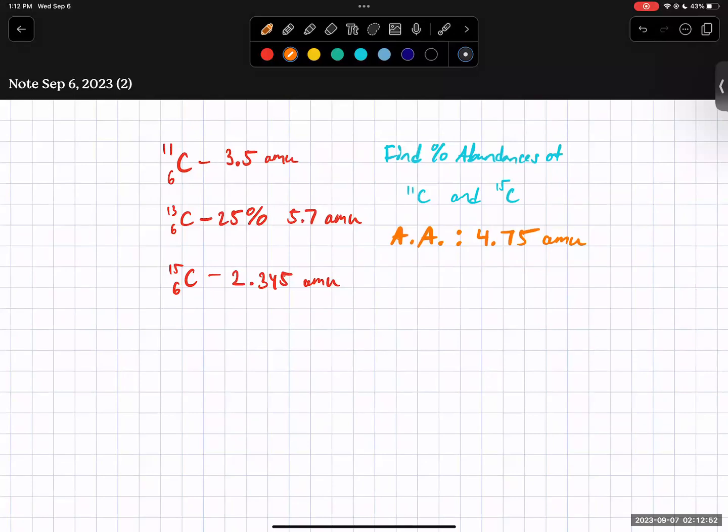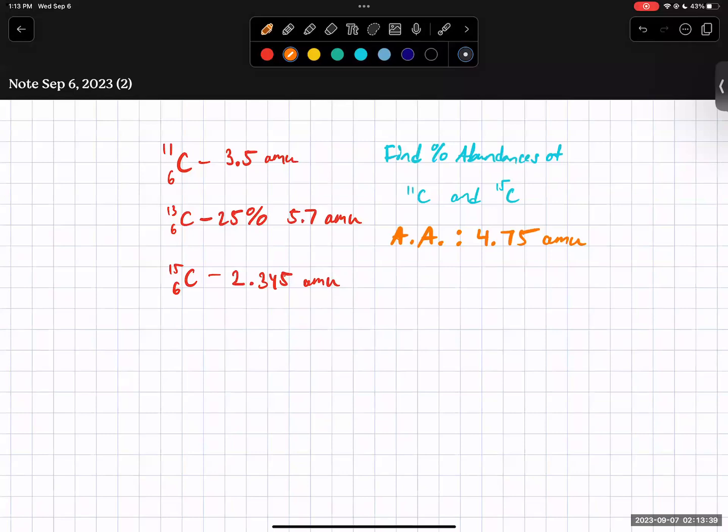So now we can put this there. 0.75 minus Y. So rewriting, we get 5.7 times 0.25 plus 3.5 times 0.75 minus Y plus 2.345 times, sorry, that should be Y. All right, times Y. So that now we only have one unknown variable. So now we can solve this problem.